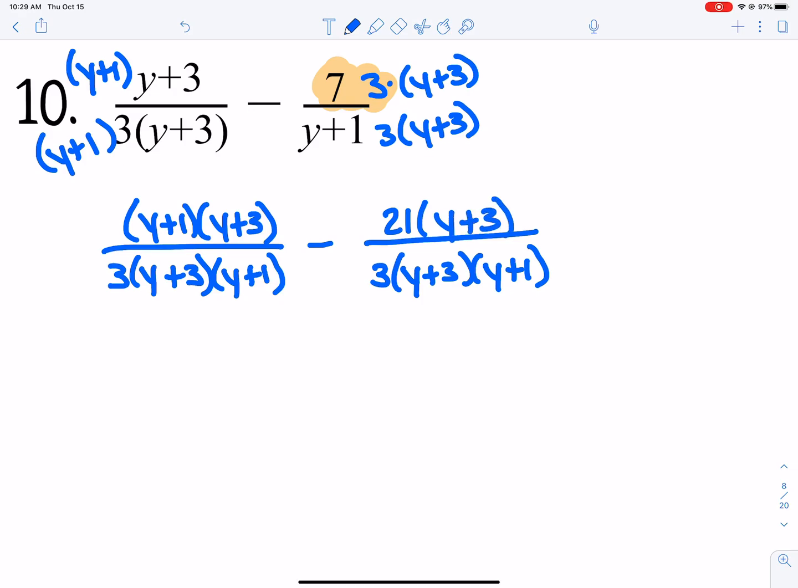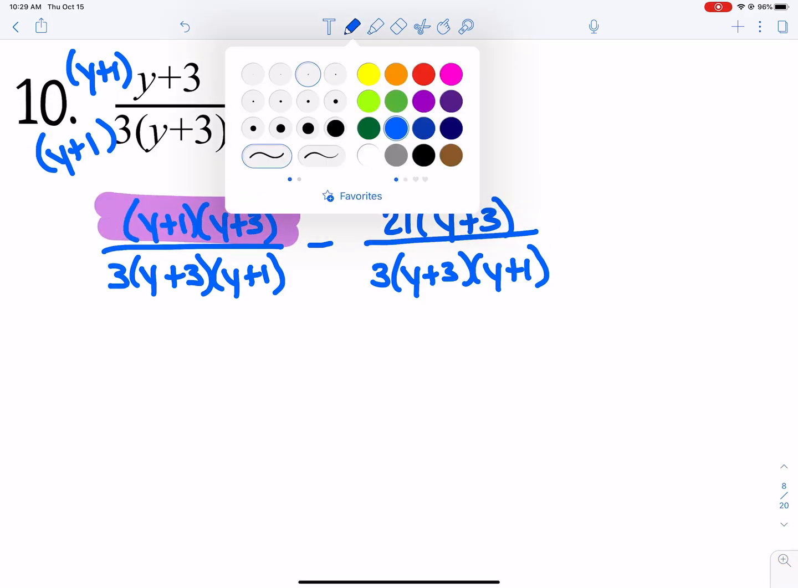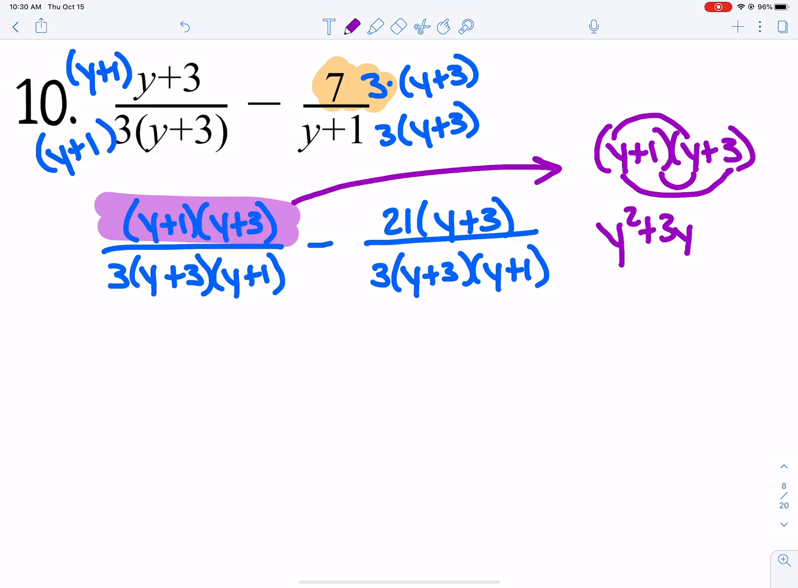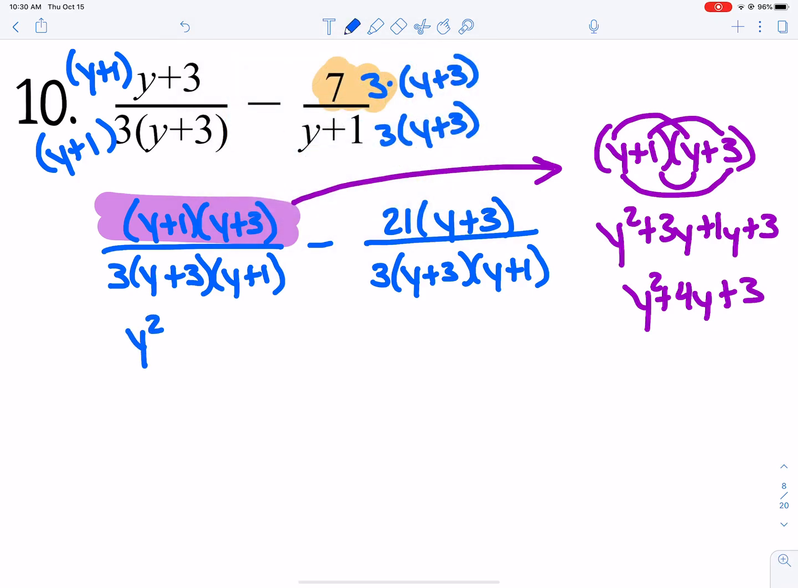All right, so let's do a little work to clean these numerators up a little further. So y plus 1, y plus 3, we need to FOIL it. If you like the box method or the FOIL method, either one will work. I'm just going to FOIL it this time. So I get y squared, I get 3y plus 1y plus 3. So then that's y squared plus 4y plus 3. All right, so I'm going to put that back into my numerator. Y squared plus 4y plus 3.